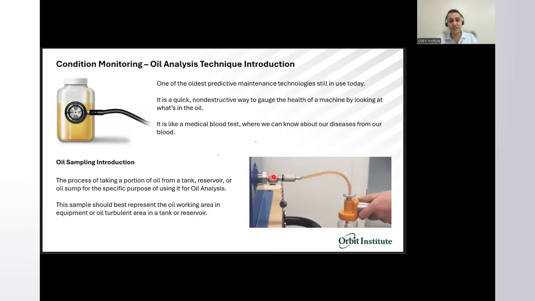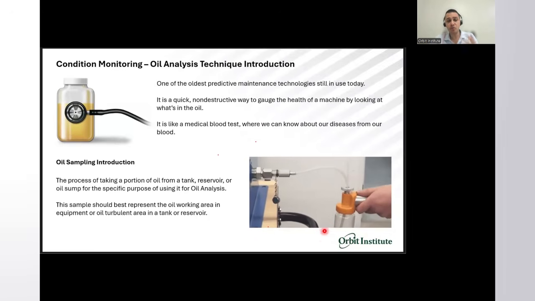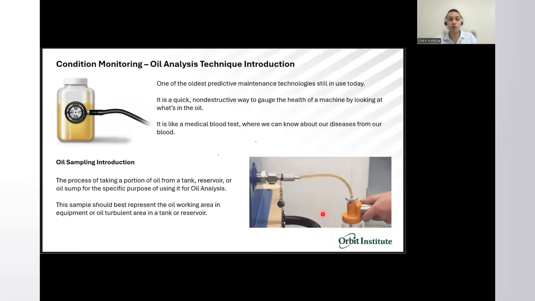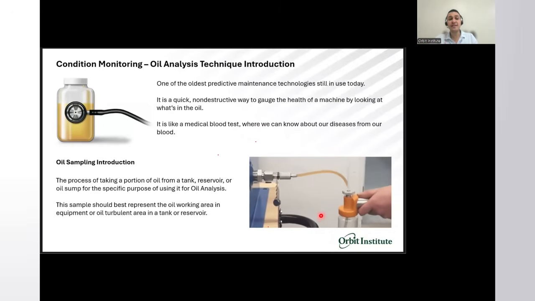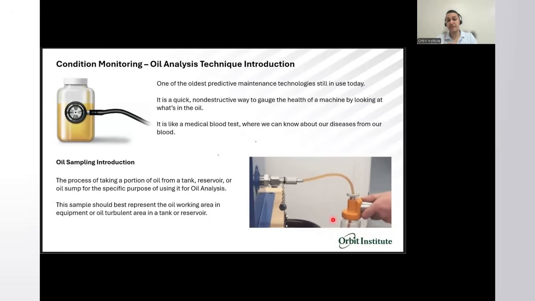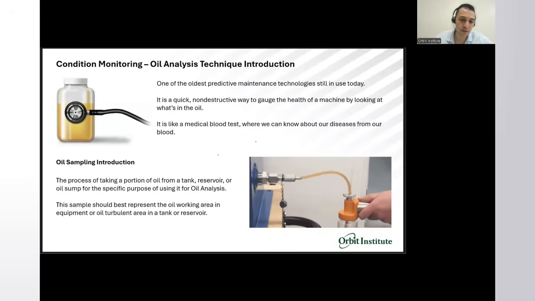This is the process of oil sampling. It is the process of taking a portion of oil from a tank, from a reservoir, from the machine itself, from the oil sump of the machine. This sample should best represent the oil working area, and it's sent directly to the laboratory.